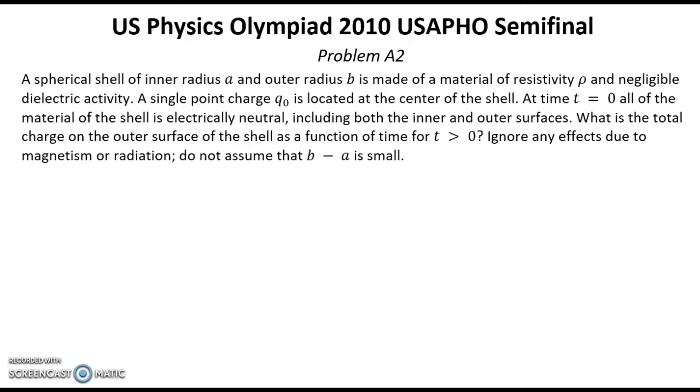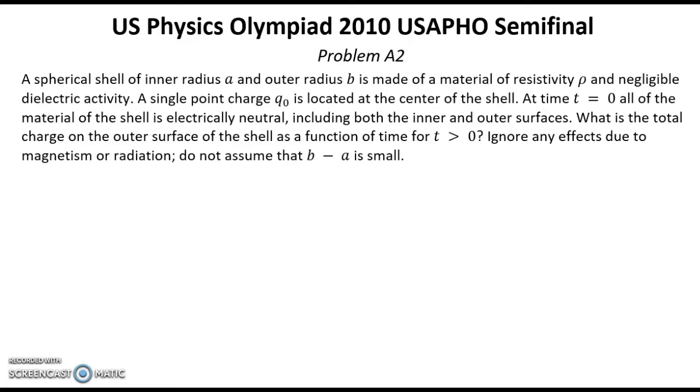US Physics Olympiad 2010 semifinal. Problem A. A spherical shell of inner radius A and the outer radius B is made of a material of resistivity ρ and negligible dielectric activity. A single point charge Q0 is located at the center of the shell.